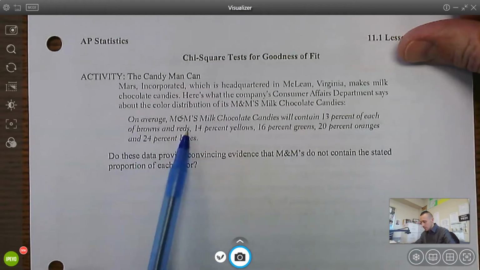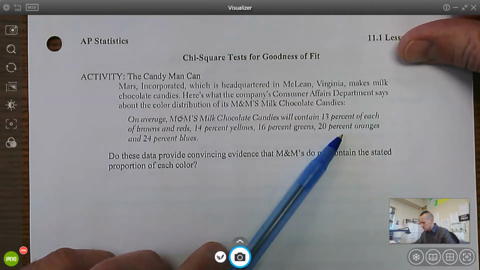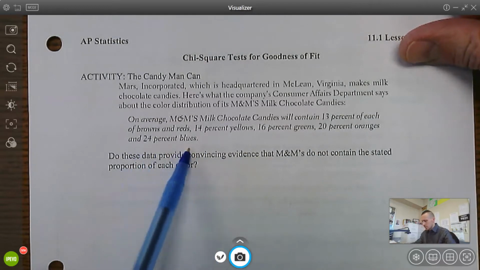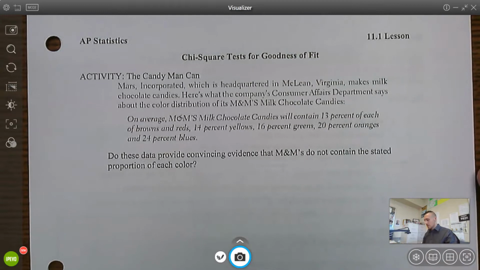13% of the candies are brown and red, 14% yellow, 16% green, 20% orange. I think I said orange twice, and 24% blue. So if you were in class, I'd give you candy and you'd like that, I assume, but alas, this is not going to happen in class.